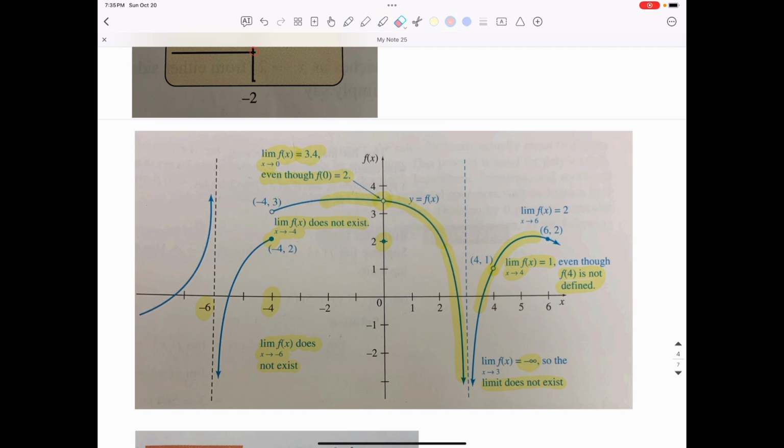And then finally, as x approaches 6, it is approaching the same number from both sides. In this case the limit as x approaches 6 is equal to 2, and that's actually what f of 6 equals too, because we do have a dot there, which means f of 6 is defined.